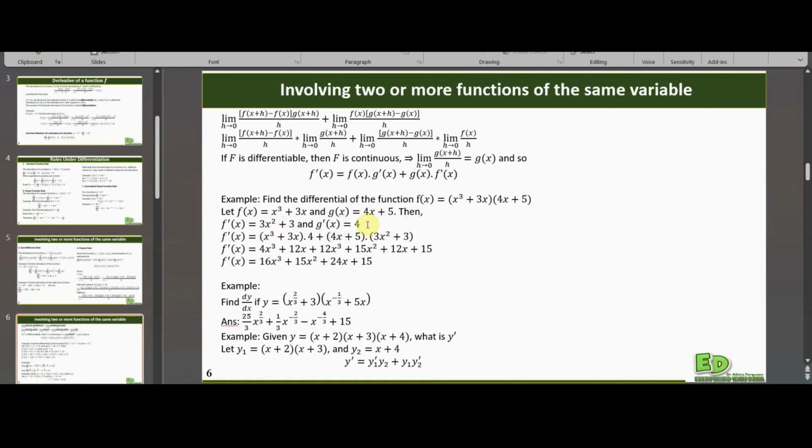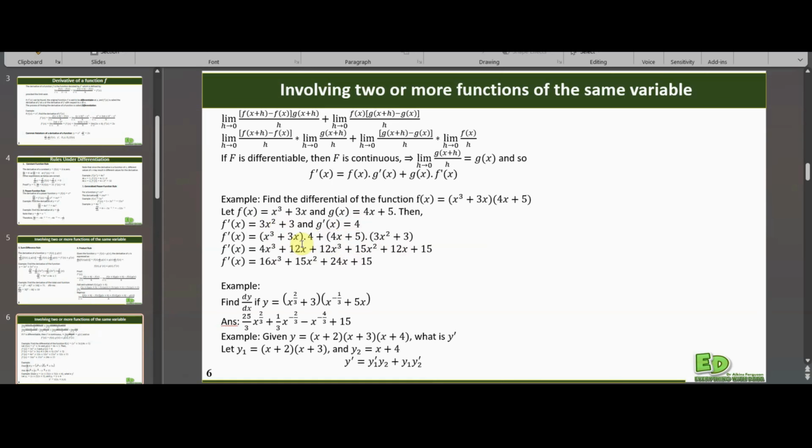What do we have? We have f of x, we have f prime of x, we have g of x, we have g prime of x. So just substitute them into the formula, right? So the differential, so f prime of x is equal to, keep the first term, which is x cubed plus 3x multiplied by the differential of g of x, which is what? 4. So 4 over here, plus keep the second term, which is what? g of x. So 4x plus 5 multiplied by the differential of the first term. So f prime, we had what? 3x squared plus 3, right?